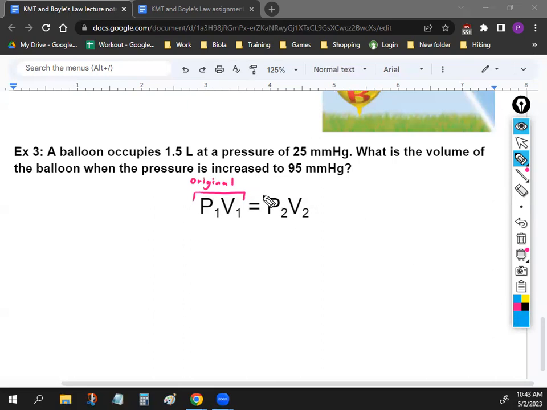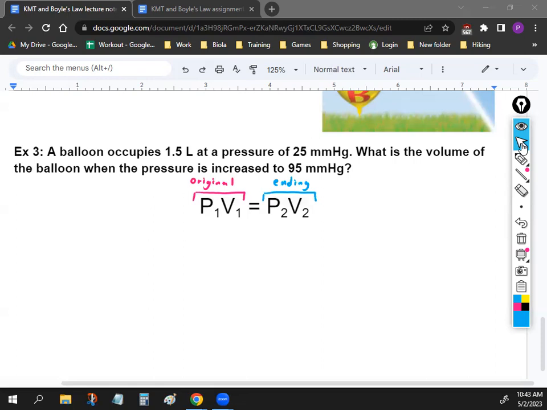And then you can probably assume that P2 V2, it's going to tell us the new or what it changed to. Okay, so the original, you can think of it as new, but let's use language that we've used before. This is the ending. Okay, so the original pressure and volume, and then our ending pressure and volume. Okay, so how did it start versus how did it end?